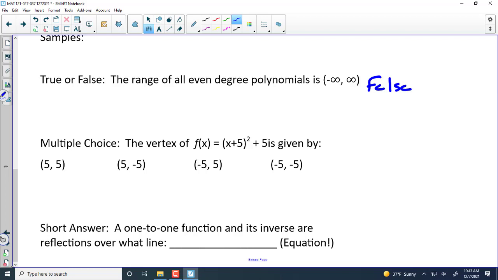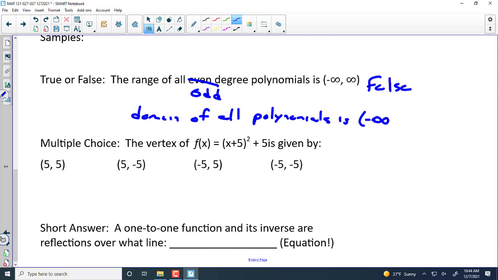You could say the range of all odd degree polynomials is negative infinity to infinity, or you could say the domain of all polynomials is negative infinity to infinity. But the range of an even degree polynomial is never negative infinity to infinity, because they either go up on both sides or down on both sides. Now, maybe you get that right, maybe you get it wrong, but you don't spend 10 minutes trying to figure that out. Then you move on to another question.